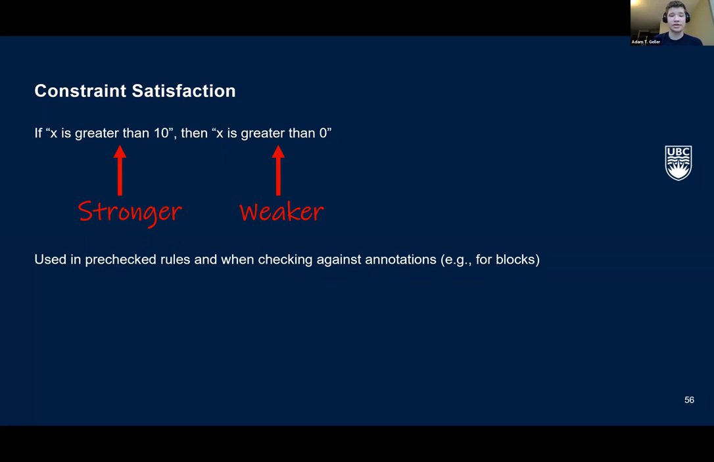These are used in pre-check rules to ensure that the properties hold. They're also used when checking against type annotations. A type annotation might have less information than you have gathered while type checking the instructions, and you don't want to be penalized for knowing more than what you are supposed to know.